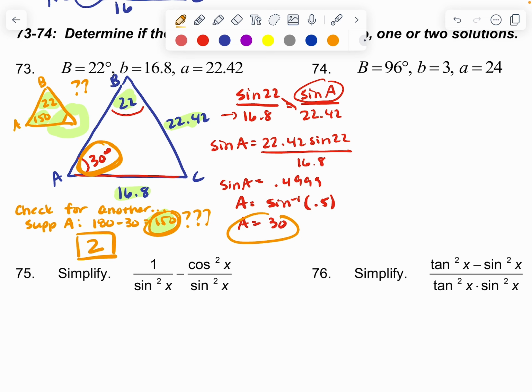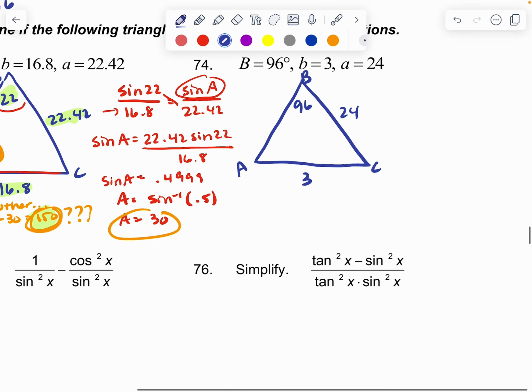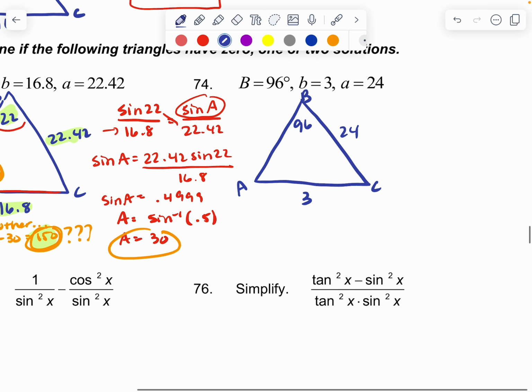Okay, let's try 74. Okay, draw out the triangle. You've got ABC. This time angle B is 96 degrees, side b is 3, side a is 24. Okay, so for this one, I can already tell what it's going to be, but I'll tell you later why. But let's just go and start solving it.